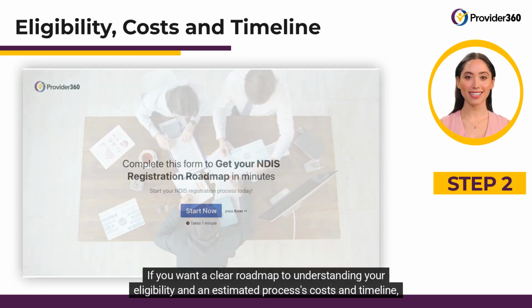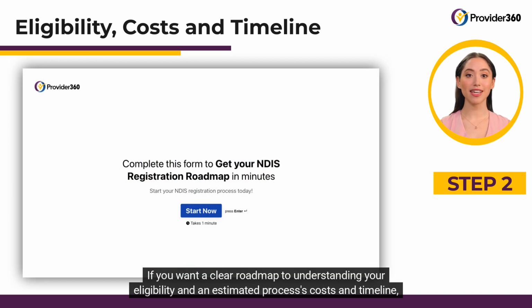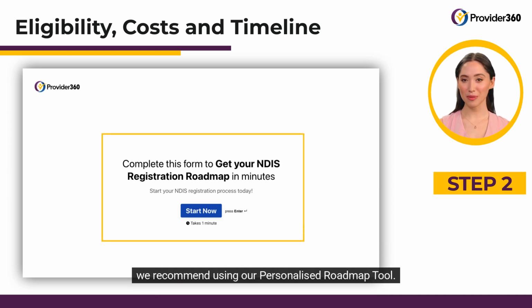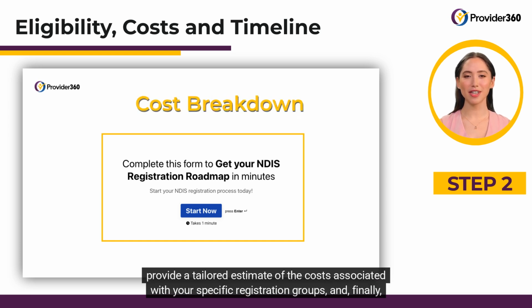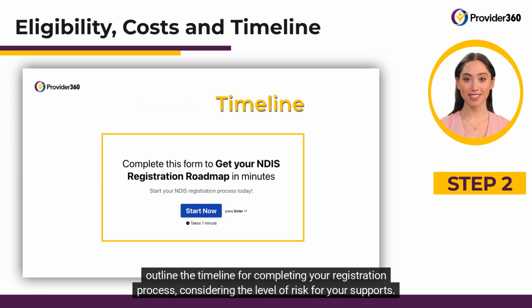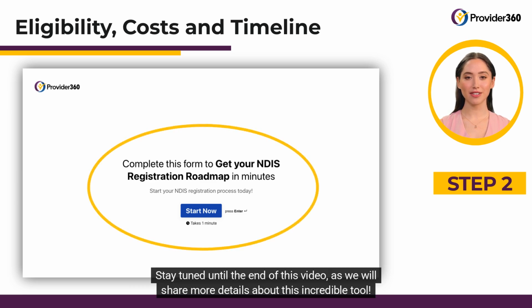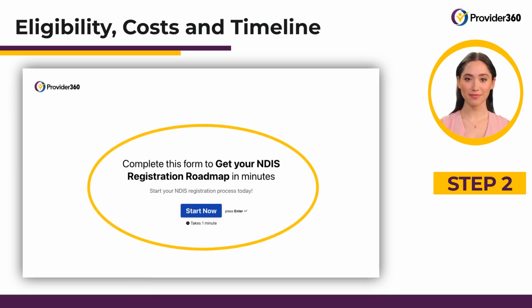If you want a clear roadmap to understanding your eligibility and an estimated process's costs and timeline, we recommend using our Personalised Roadmap tool. This tool is designed to assess your eligibility for registration based on your intended services, provide a tailored estimate of the costs associated with your specific registration groups, and finally outline the timeline for completing your registration process, considering the level of risk for your supports. Stay tuned until the end of this video, as we will share more details about this incredible tool.